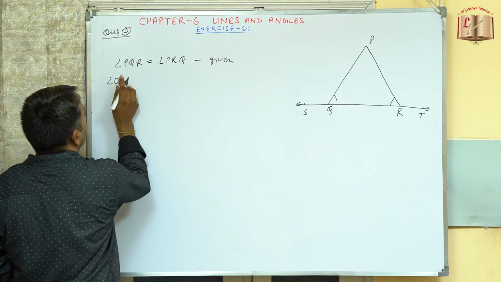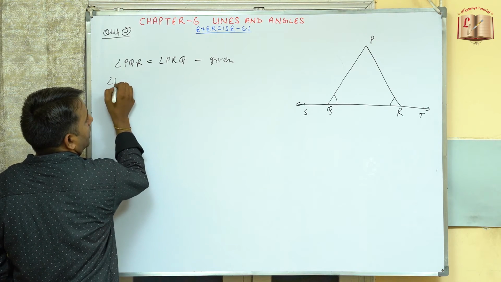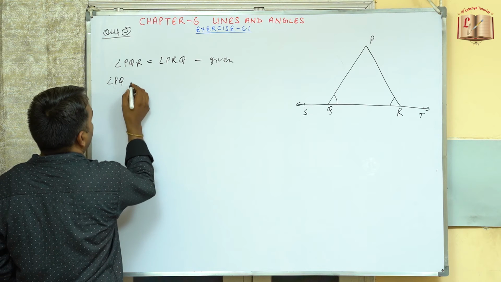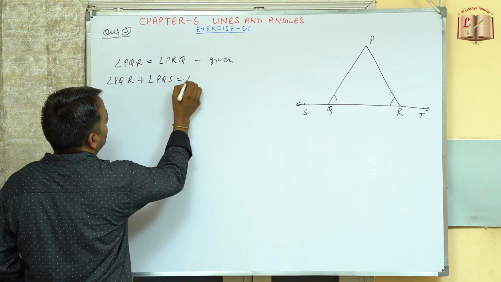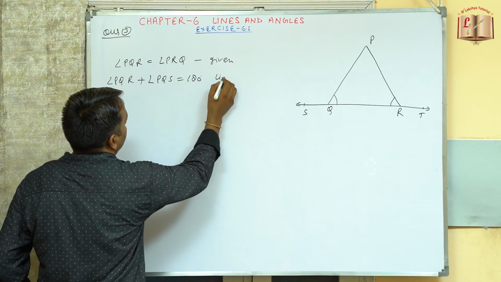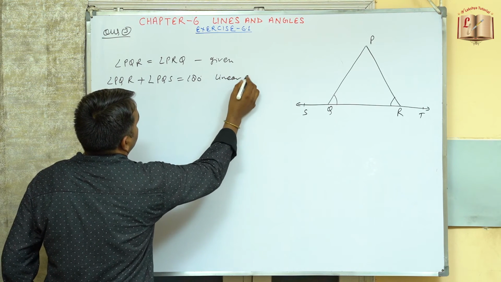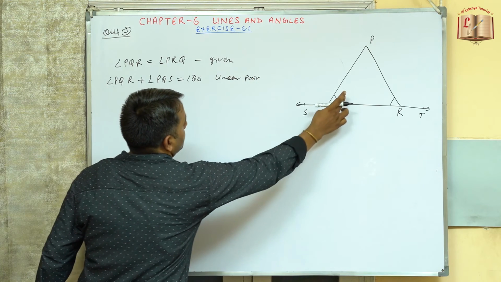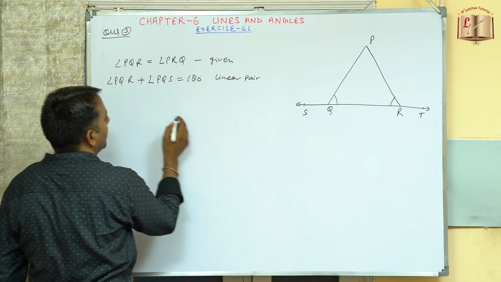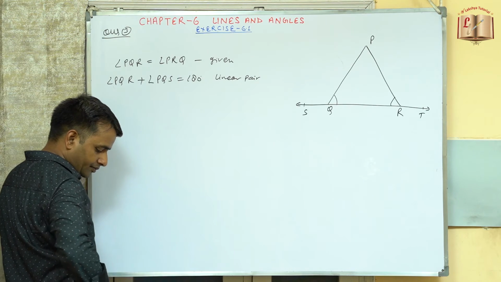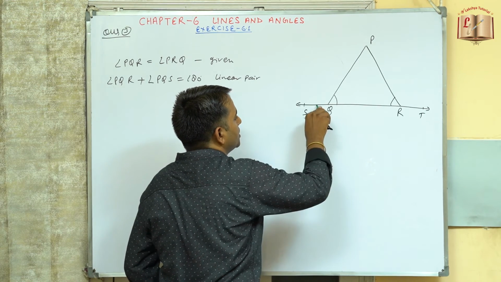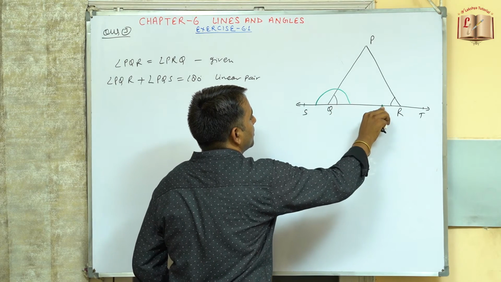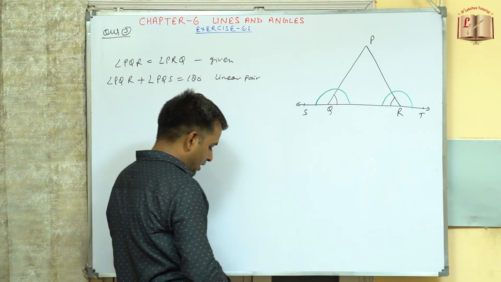So angle PQR plus angle PQS will be equals to 180 degree. So this is linear pair. This angle plus this angle will be equals to 180 degree, linear pair. Similarly from another section also. So these two angles will be linear pair, and from here also these two angles will be linear pairs.